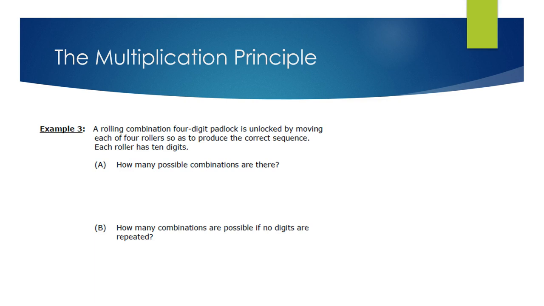Now we start getting into some of the questions that I'm talking about. A rolling combination 4-digit padlock is unlocked by moving each of 4 rollers so as to produce the correct sequence. Each roller has 10 digits; you can assume 0 through 9. How many possible combinations are there? And how many combinations are possible if no digits are repeated? If you know that no digits are repeated, how many fewer combinations do you now have in total? Take a moment and determine how many possible combinations there are and how many you would have if no repeats were allowed.